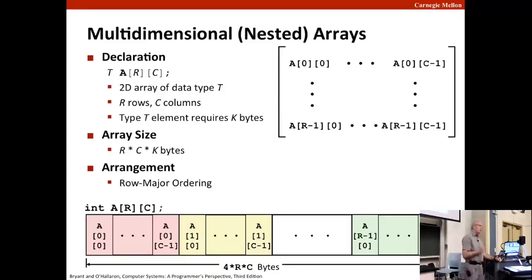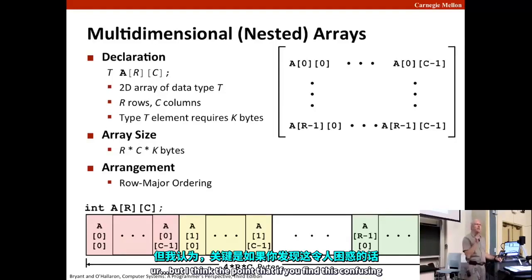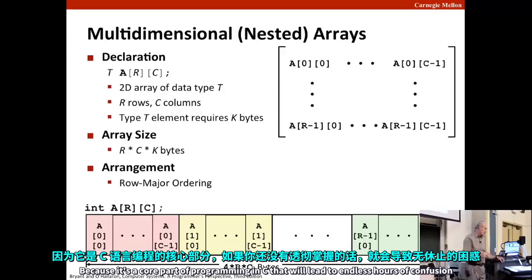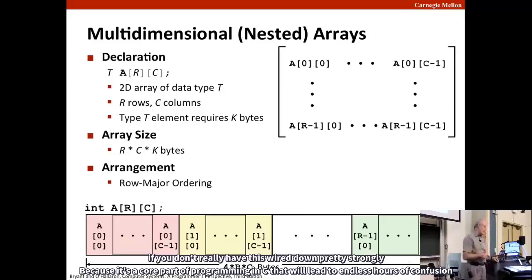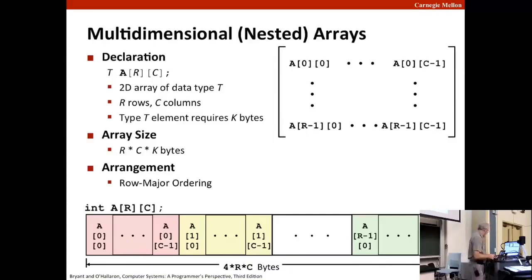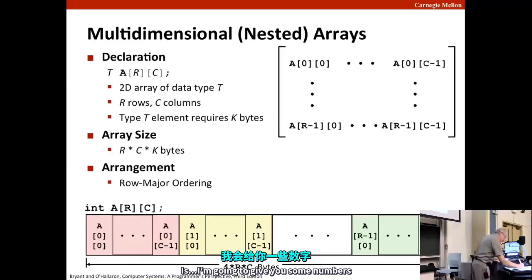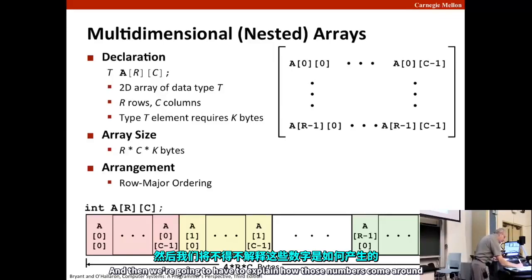But I think the point is that if you find this confusing, it's a sign that you really, really, really need to understand what a pointer is and what an array is and how they're the same and how they're different, because it's a core part of programming in C that will lead to endless hours of confusion if you don't have this wired down pretty strongly. So let me just give you a preview of what's so interesting about this: I'm going to give you some numbers, and then we're going to have to explain how those numbers come around.